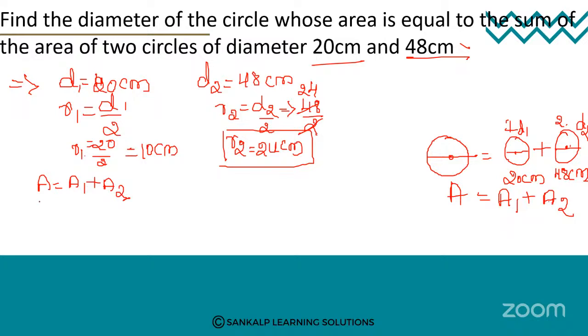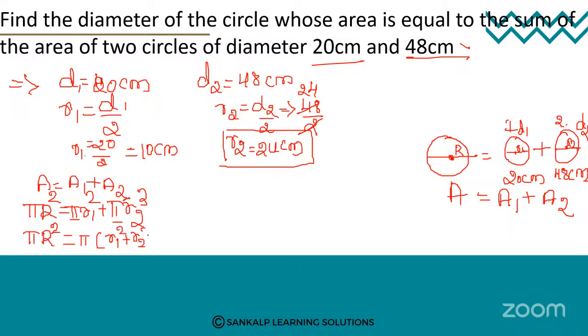Now, we know the formula to calculate area, that is pi r square. The radius of the big circle can be considered as capital R, and this is small r1 and this is r2. So pi R square is equal to pi r1 square plus pi r2 square. Between these two, pi is common, so I will take pi common: r1 square plus r2 square.